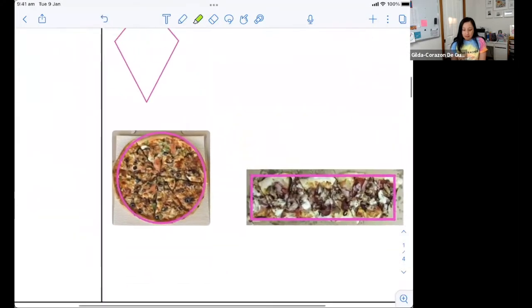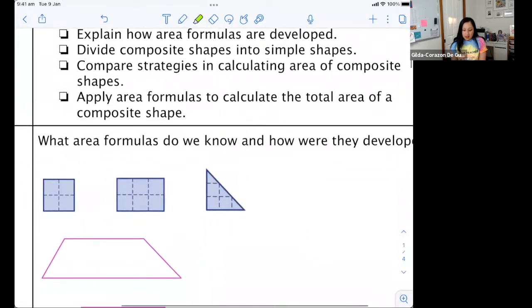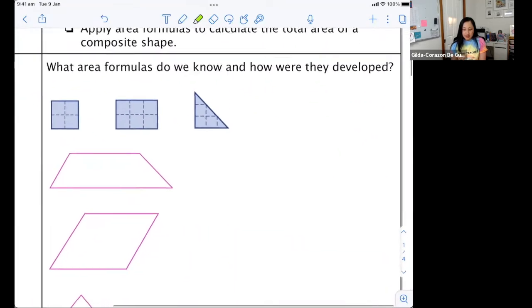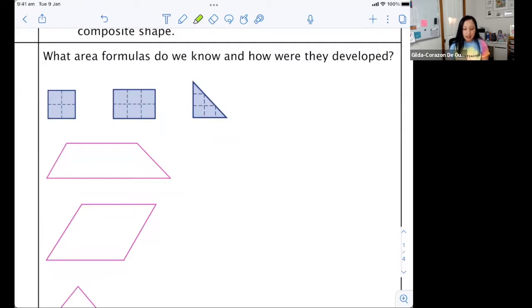So we'll be starting off with the first question that we want to answer today, which is, what area formulas do we know and how are they developed? When we say developed, how do the mathematicians tell us that this is the formula for figuring out the area of this kind of shape? What is area? What are we actually calculating when we're learning about area of shapes?